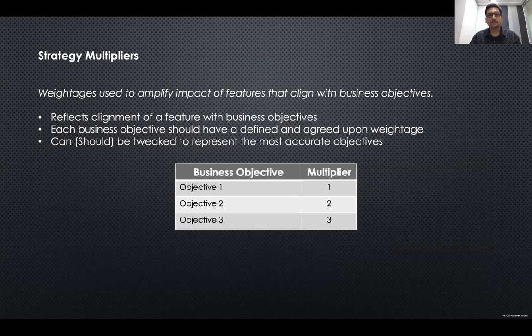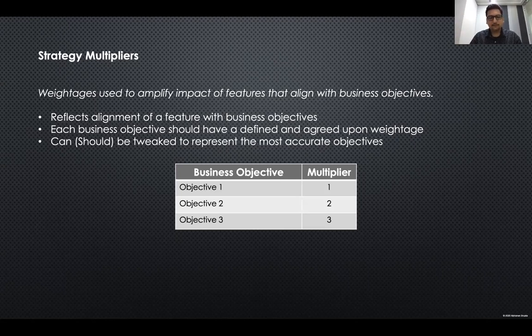Each business objective should have a defined and agreed upon weightage. When I say a defined and agreed upon weightage, what it means is if you have, let's say, 2 or 3 business objectives which have been put in place for your particular department, your product line, you have to make sure that for each one of the objectives, you discuss with your leadership, you discuss with your executives, and you give the right weightage numbers to them. So I'll give you an example.